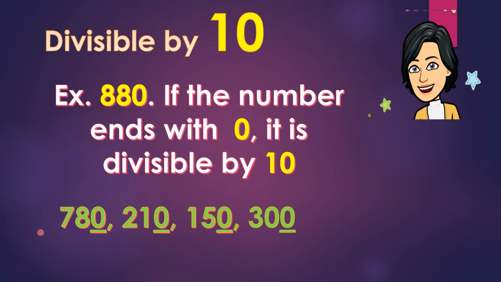More examples, 780. The last digit is 0. 210. The last digit is 0. 150. The last digit is 0. 300. The last digit is 0. So these numbers all end with 0. So these numbers are all divisible by 10.